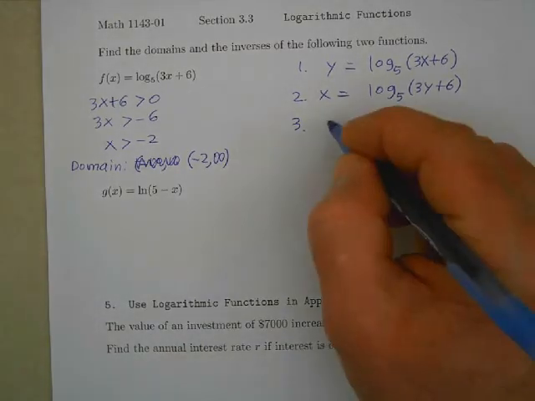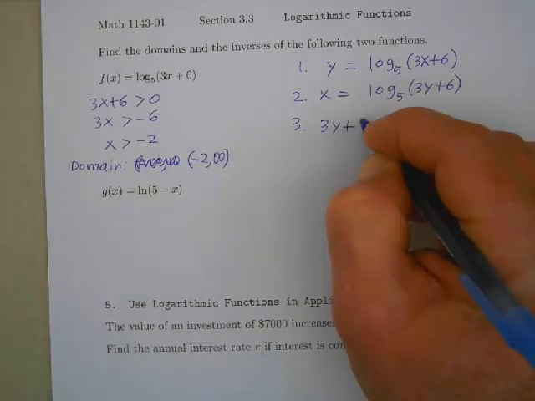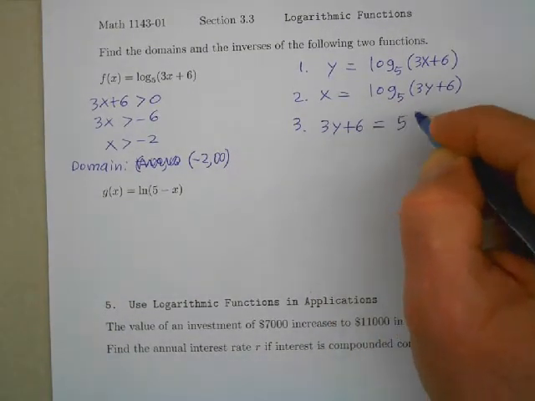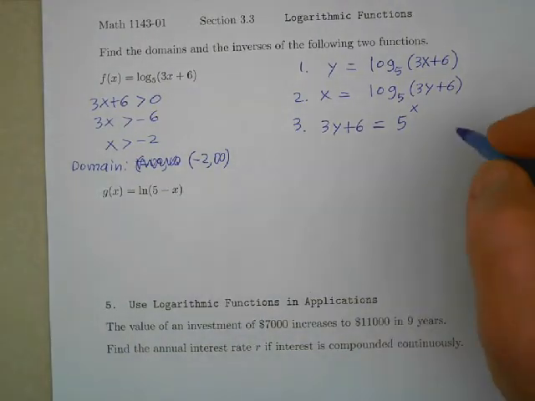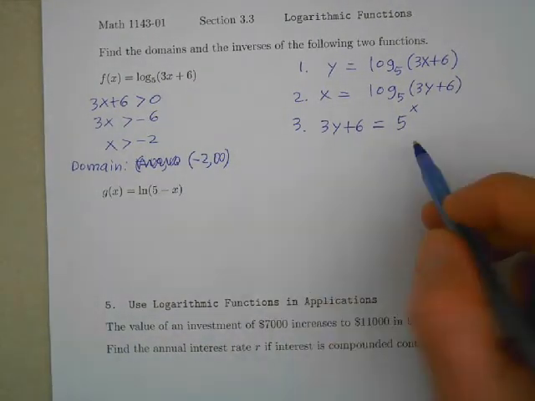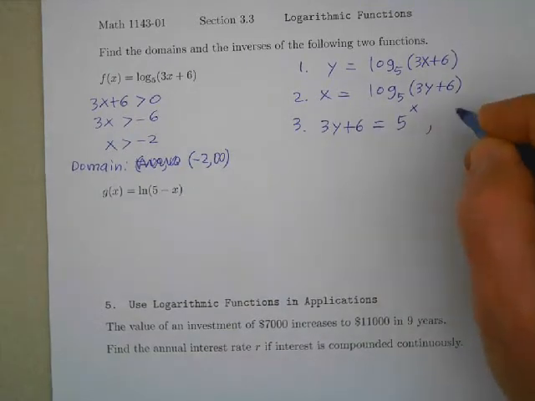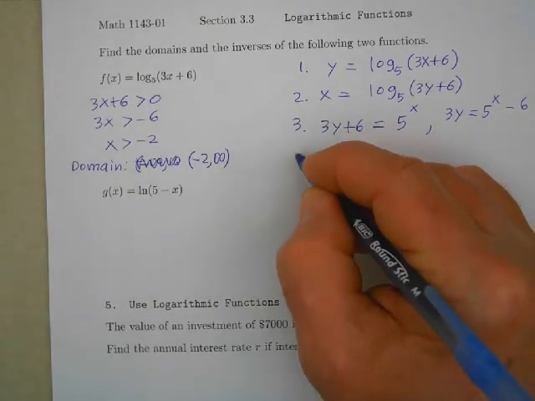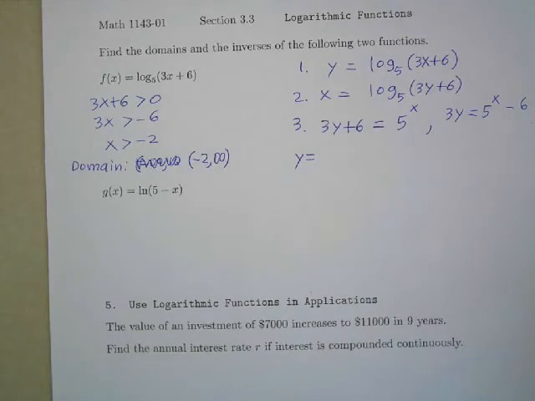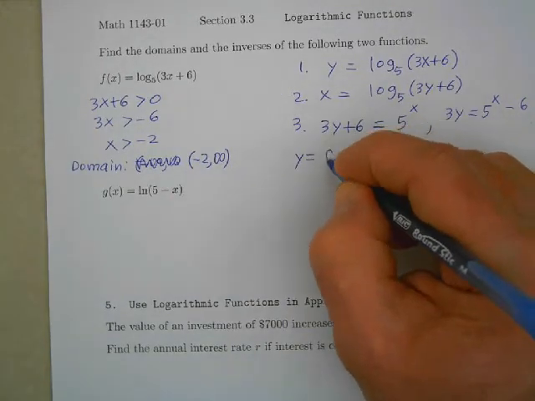So I'll just write 3y plus 6 equals 5 to the x. And then we can solve for y in a couple of steps. First, subtract 6 from both sides, so we get 3y equals 5 to the x minus 6. And then divide every term on both sides by 3, and we can just write y equals, this is going to be what f inverse is.